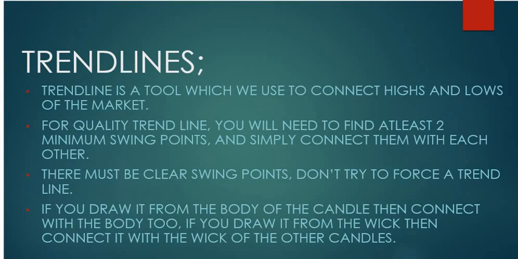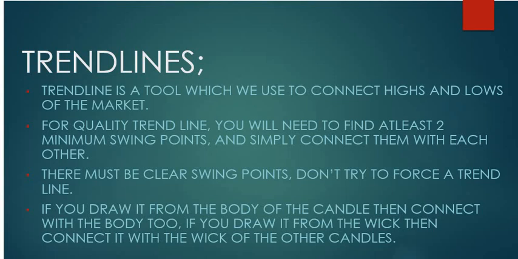Trend line is a tool which we use to connect highs and lows of the market. That is the definition of the trend line. And for a quality trend line, you will need to find at least two minimum swing points and simply connect them with each other. There must be clear swing points. Don't try to force a trend line.